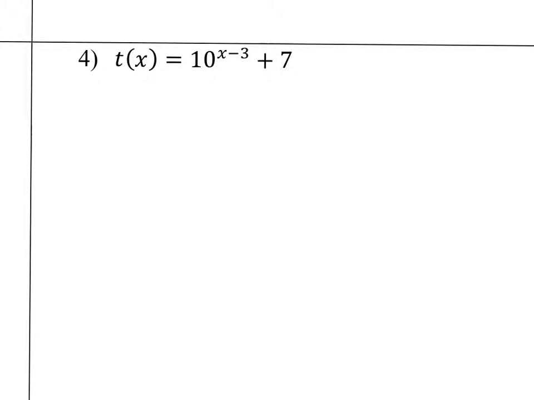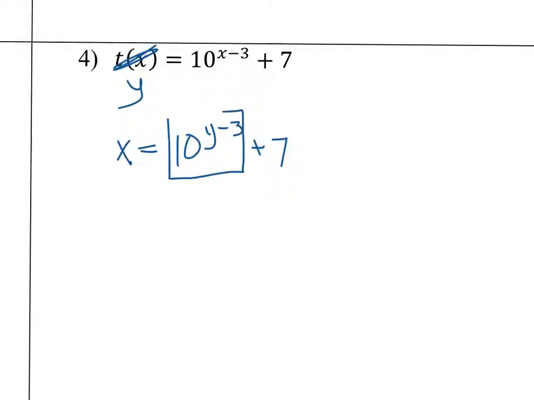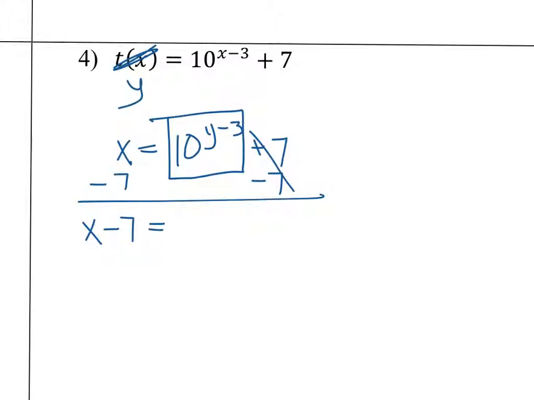Alright, let's change colors. Let's go to blue. So I'm going to change this to y. Switch the x and the y. So x equals 10 to the y minus 3 plus 7. Remember, just the x and the y switch. This is the mess with the exponent. So I have to get rid of the 7 before I can do my log switch.